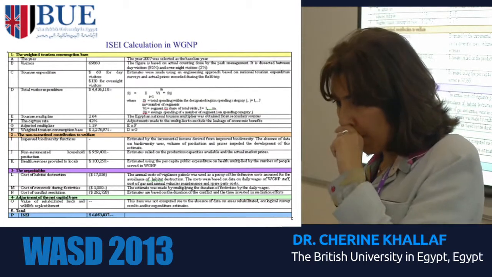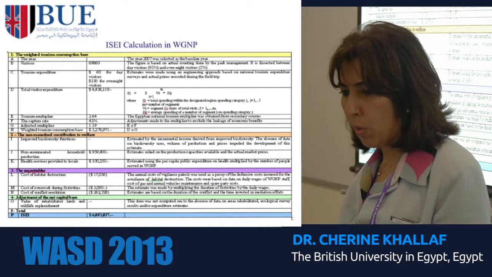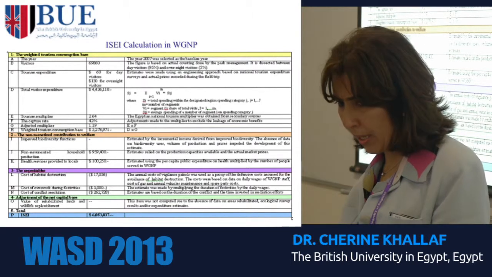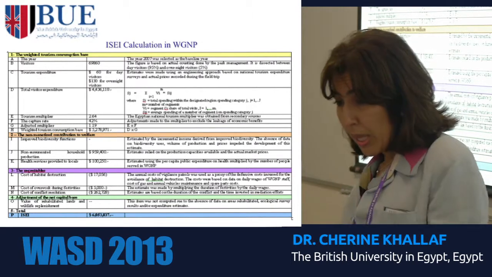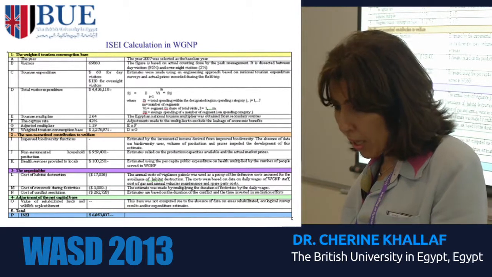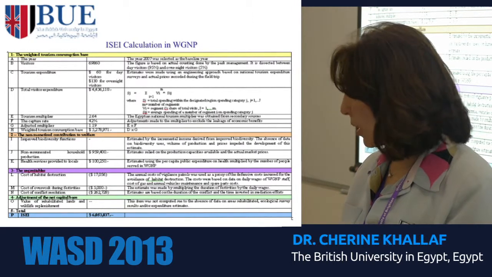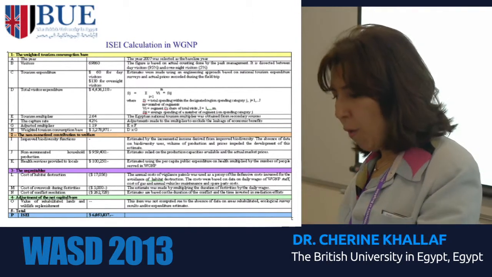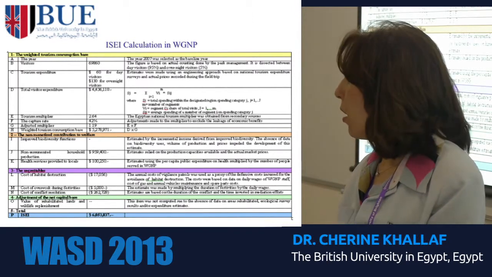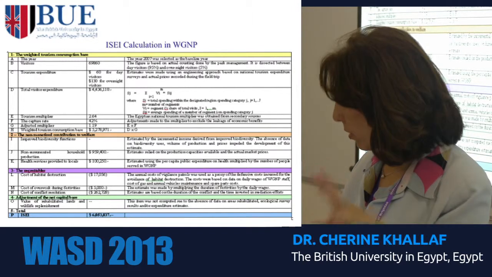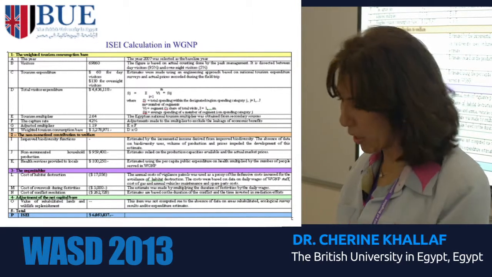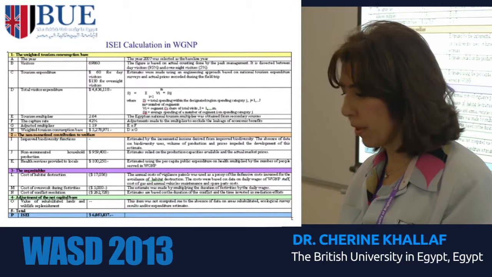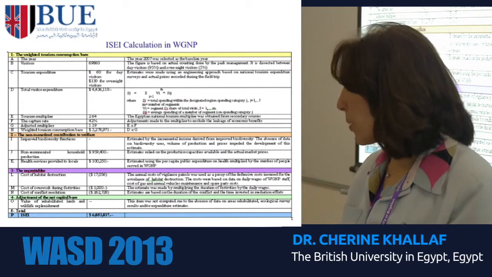And this is an example of the calculation that was done for the year 2007. So we can see that we had around 70,000 visitors in 2007. And the total economic impact on the region was around $6 million.